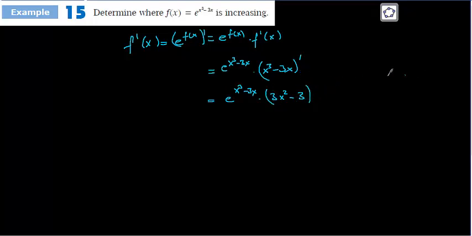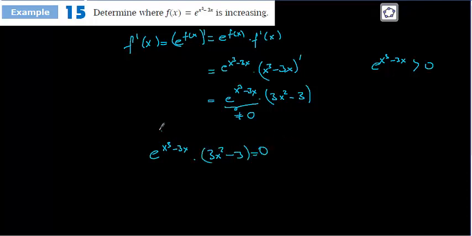When this expression is equal to 0, we find the critical point. E to the power of x cubed minus 3x is always greater than 0, firstly. The second one, this cannot be equal to 0. We know that. When e to the power of x cubed minus 3x times 3x squared minus 3 is equal to 0, we are doing this to find the critical points for this question. This cannot be equal to 0.